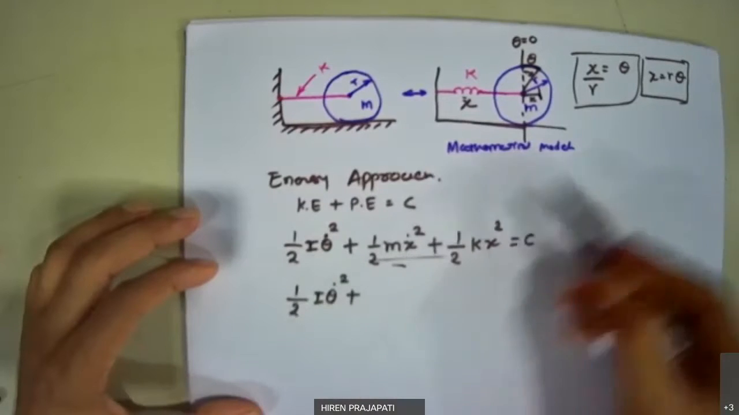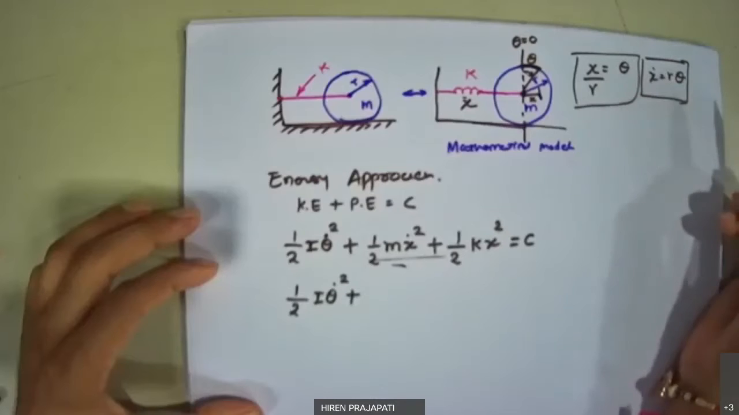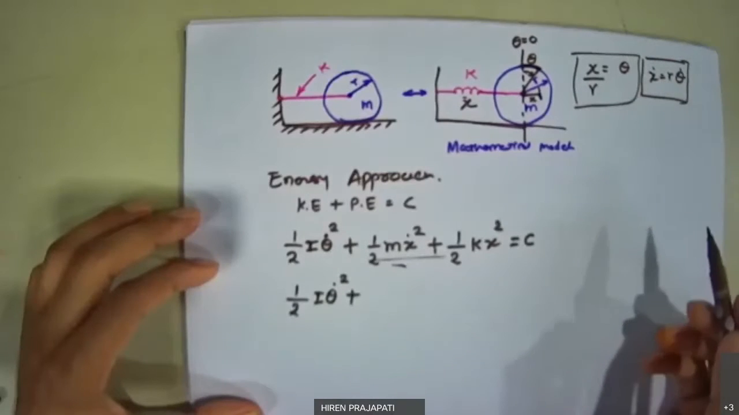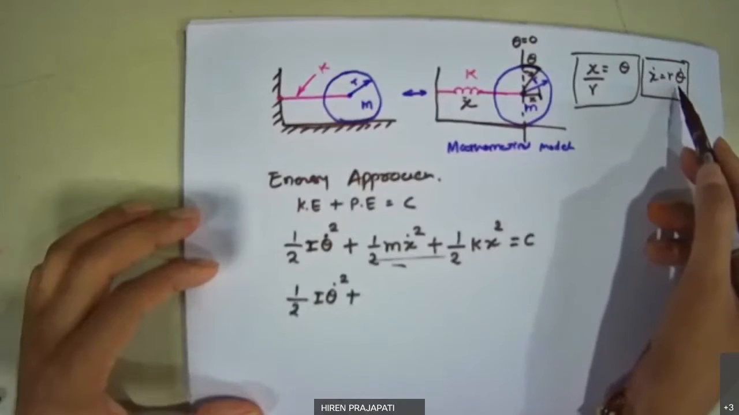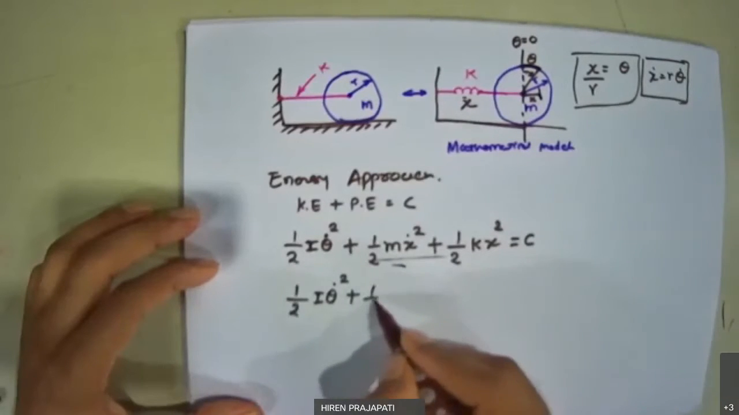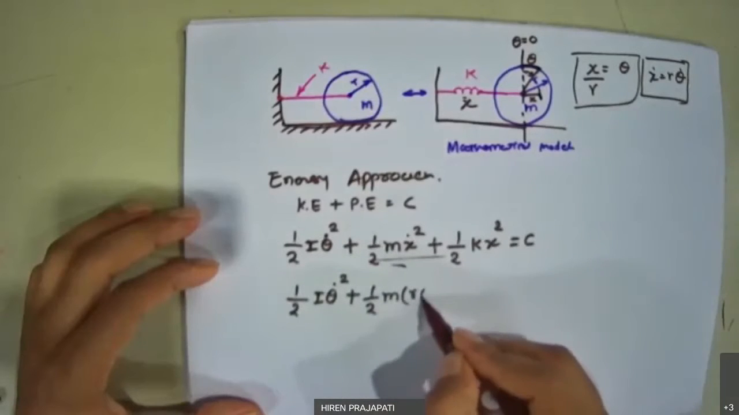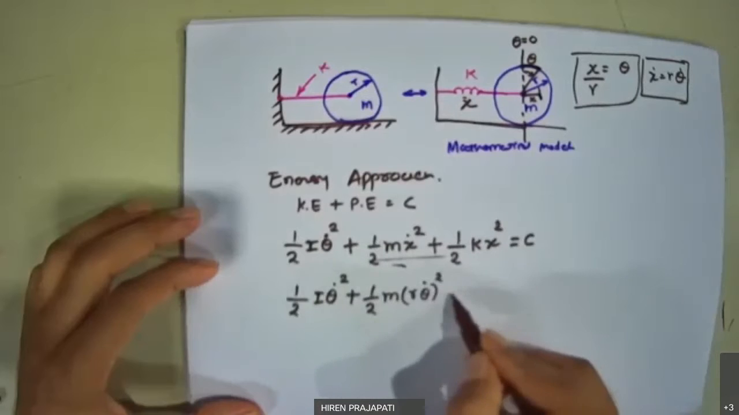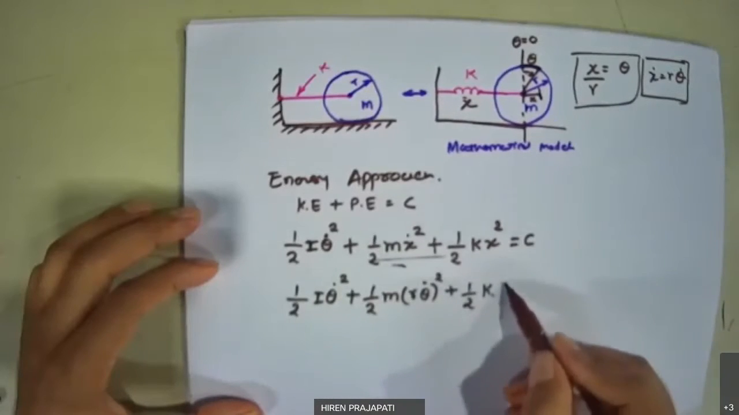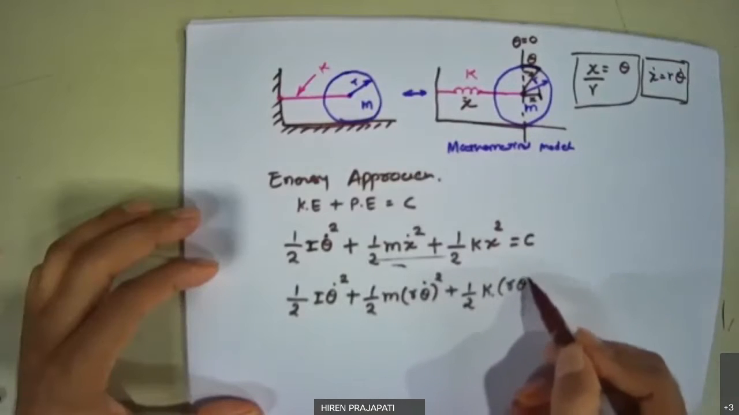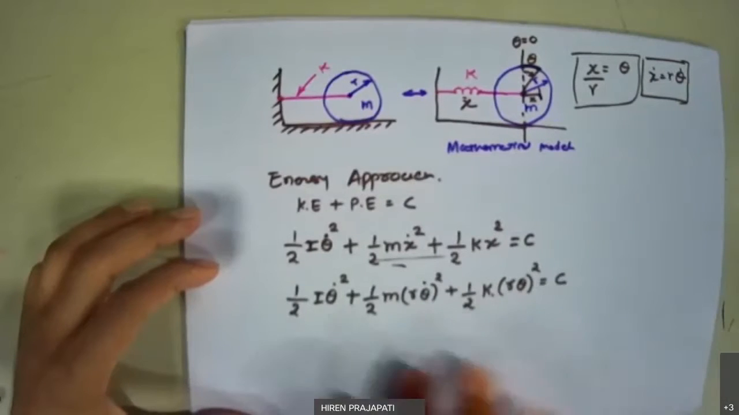So x dot, if I consider here x dot, then r theta dot, right? V is equal to r omega. That is what this term is presenting here. So I'm writing here 1/2 m r theta dot whole square plus 1/2 k. Now x is to be written as r theta, square, is equal to constant, right?